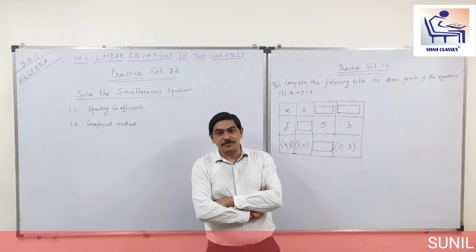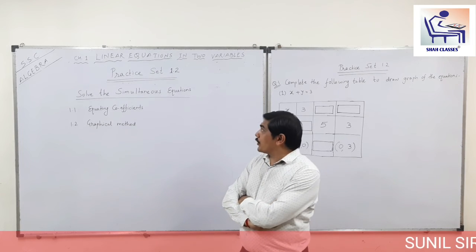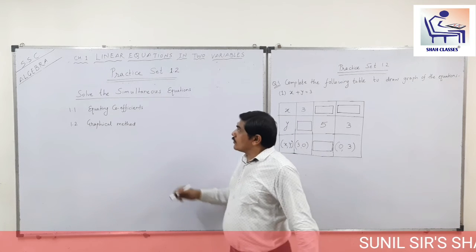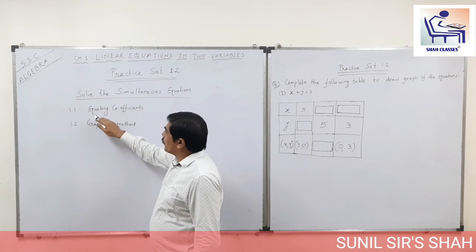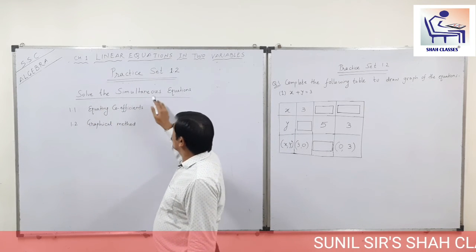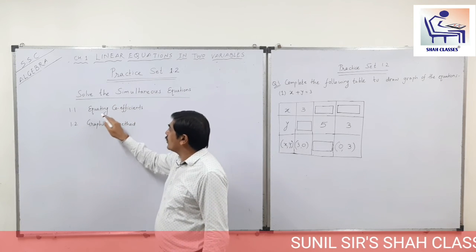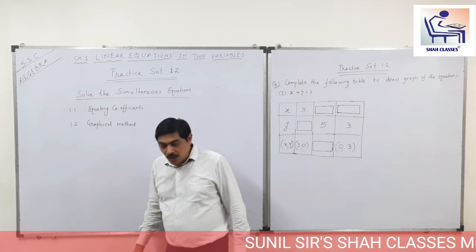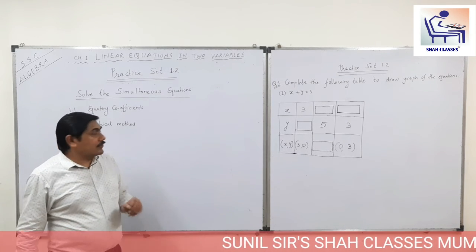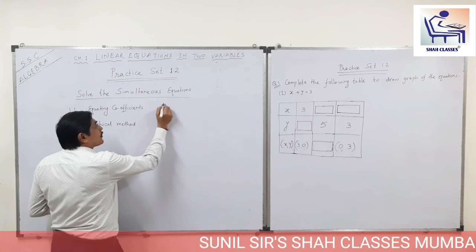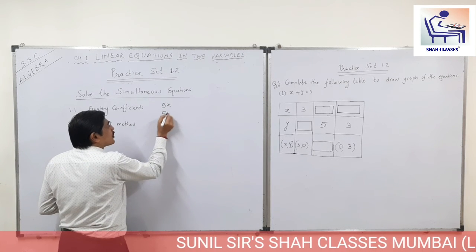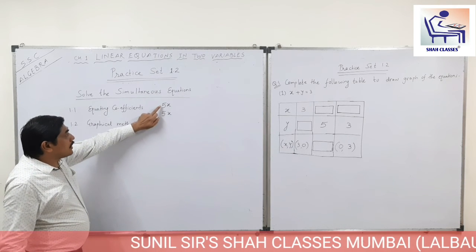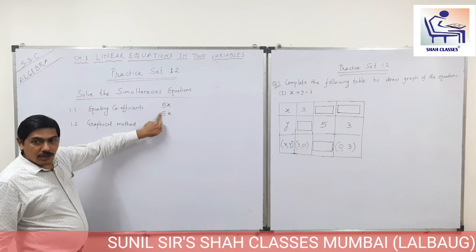Hi students. Today we are going to learn about practice set 1.2. In the first exercise, we have seen how to solve simultaneous equations using the method of equating the coefficients. In this, we make it 5x in the first equation, and in the second equation also we make it 5x. So it means we are equating the coefficients.